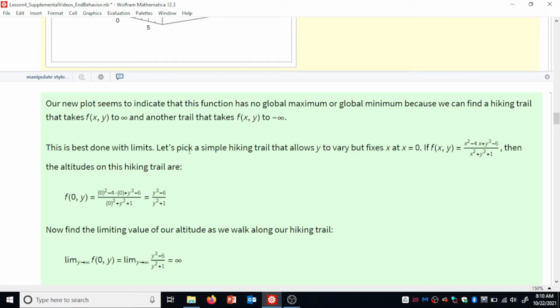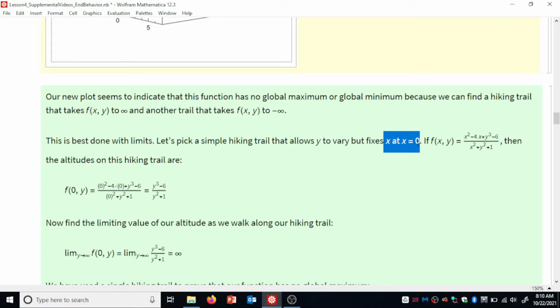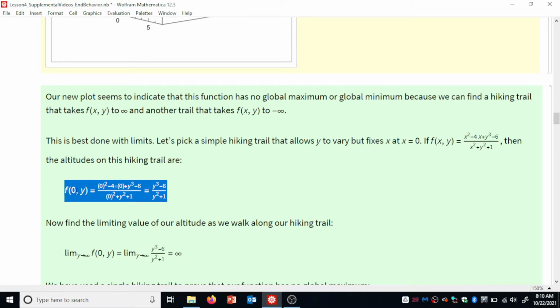So let me just make up a really simple hiking trail. And just to keep things simple, I'm going to set x to a constant of 0. So I'm going to turn this function into something that looks more like something you would have looked at in Calc BC. So let's set x equal to 0. So I have f of 0 comma y. This would represent a single hiking trail where x is 0, but y is allowed to vary. Well, in that case, this function simplifies to y cubed minus 6 over y squared plus 1.